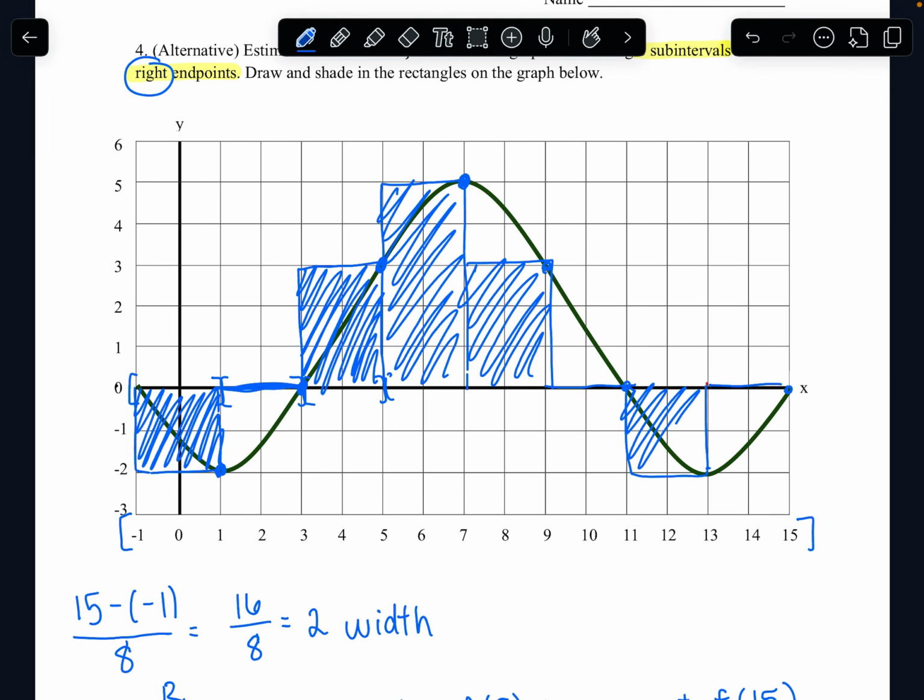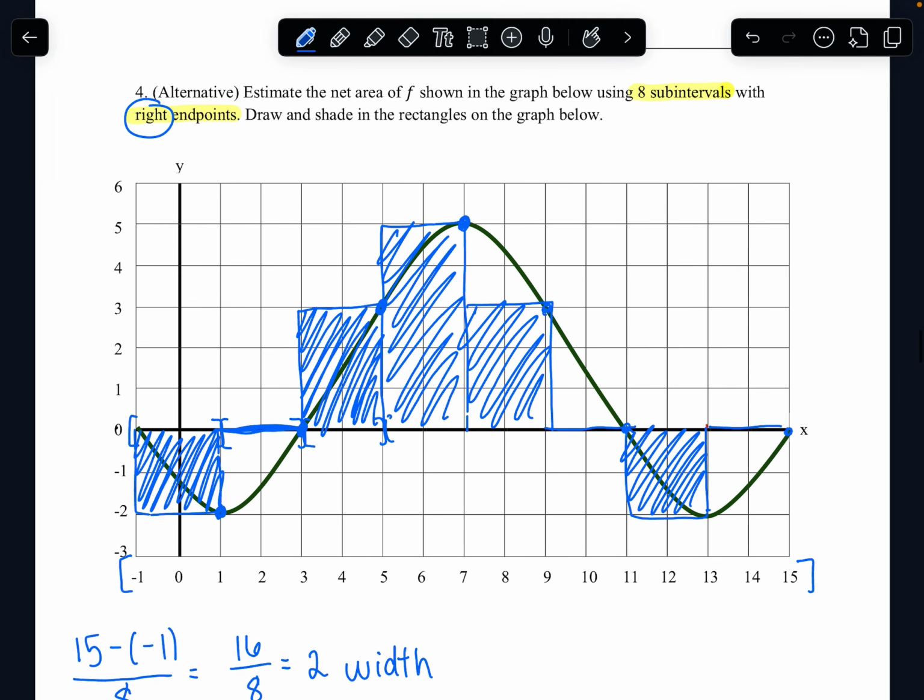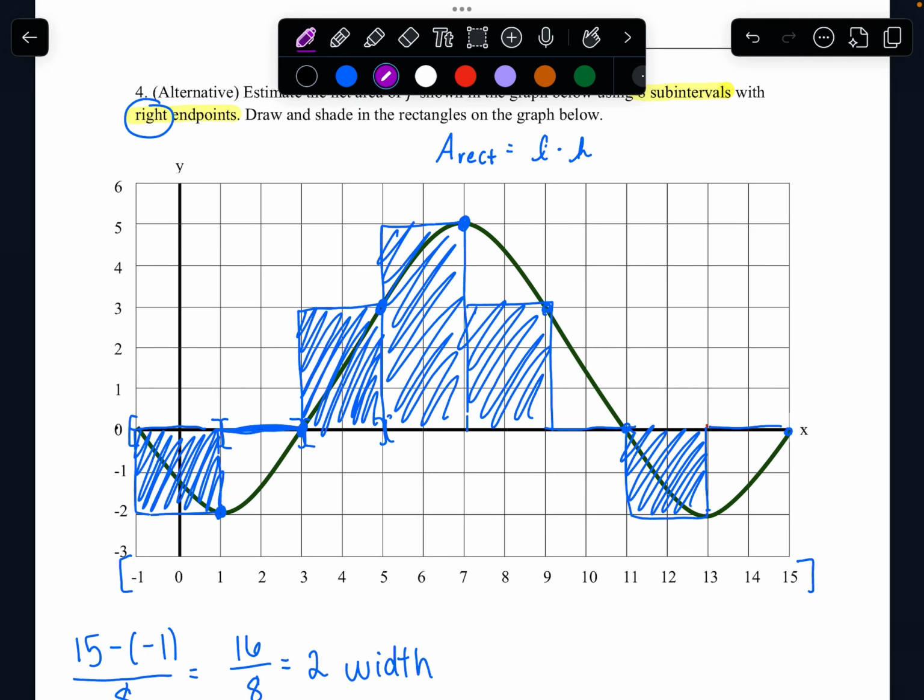Now we just need to do the area of a rectangle, which is length times height, or width times height, whatever you want to call it. The good news is that they all have the same width of 2, right? Here, let me get another color out here. Right? That's 2. That's 2. That's right. Are you seeing it? All these rectangles have width 2.